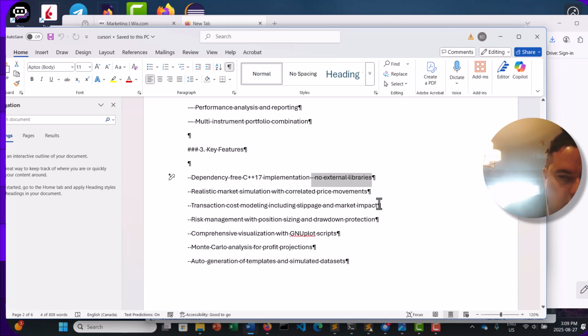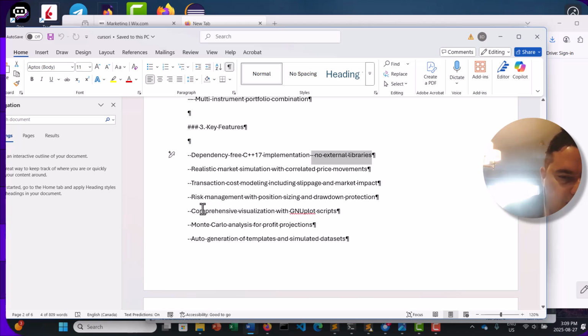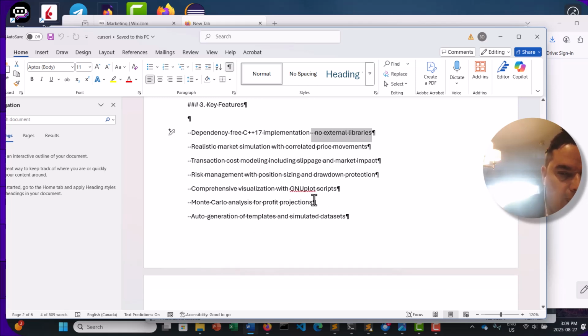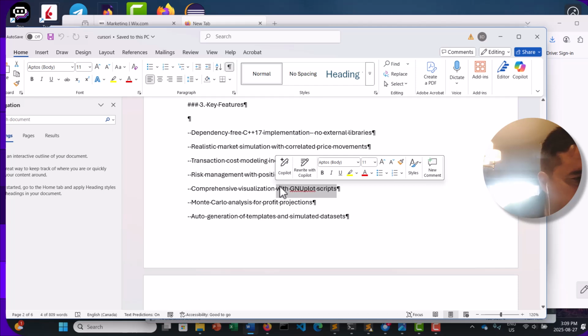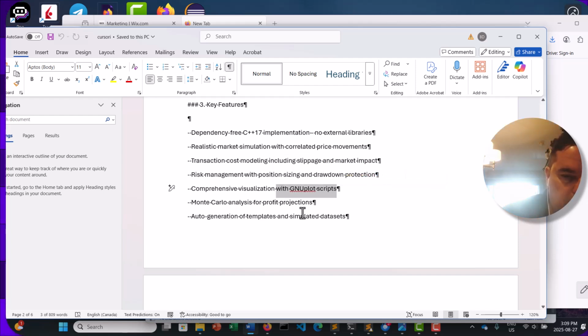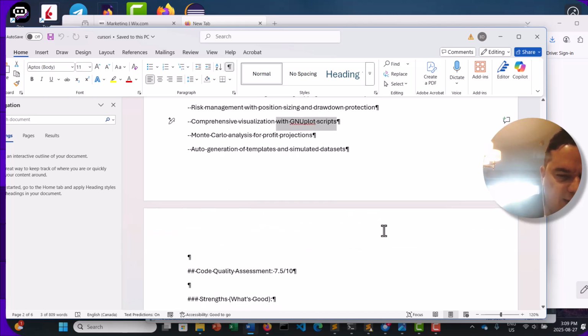Realistic market simulation, correlated price movements, transaction cost modeling, including slippage and market impact, risk management with position sizing and drawdown protection, comprehensive visualization with the new plot scripts. Now I could put this into a front end with Streamlit with the proper charting. I could also, if I want to go very advanced, do it with JavaScript and use something like Lightning Charts. Okay. So we have Monte Carlo analysis for profit projection, auto generation of templates and simulated data sets.